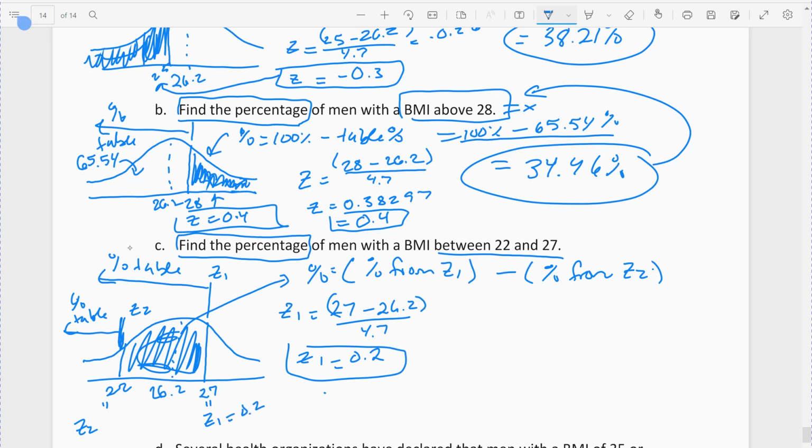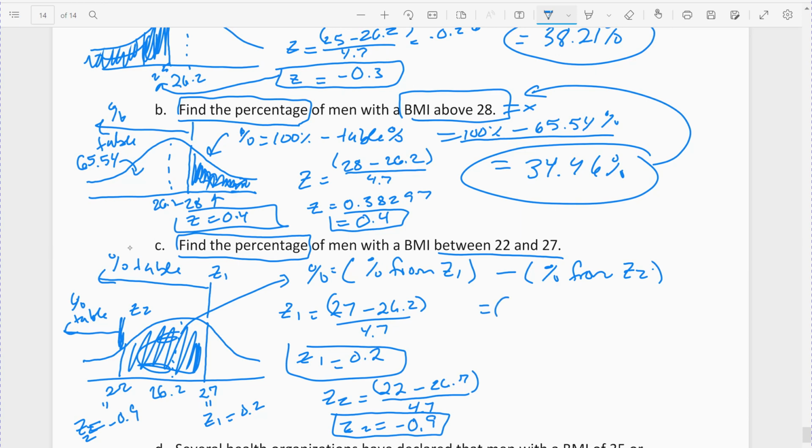When I look up on my table, z-score 2, which is 22 minus 26.2 over 4.7. And again, this one comes out negative because 22 is less than the mean. Still not a deviation away. Close, but not quite. Remember, round to 1 decimal place, so this one rounds to negative 0.9. Alright, so that's the table value I'm going to look up.